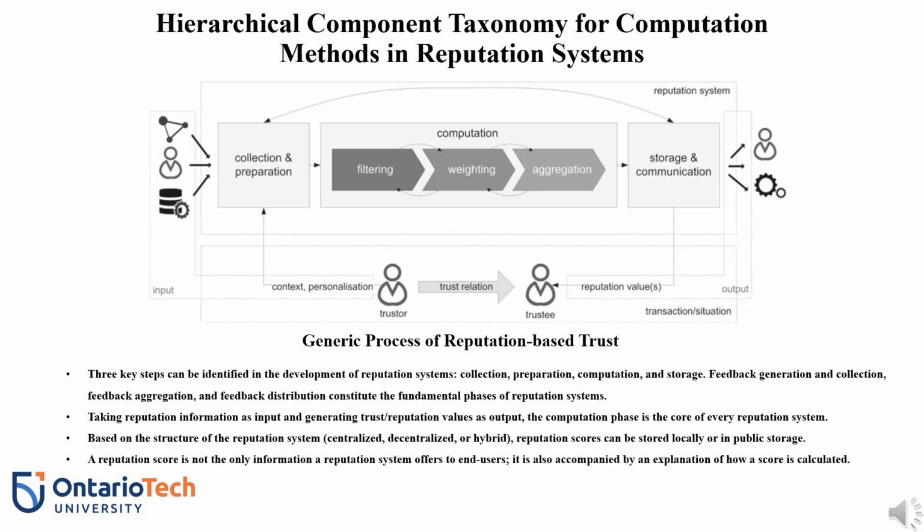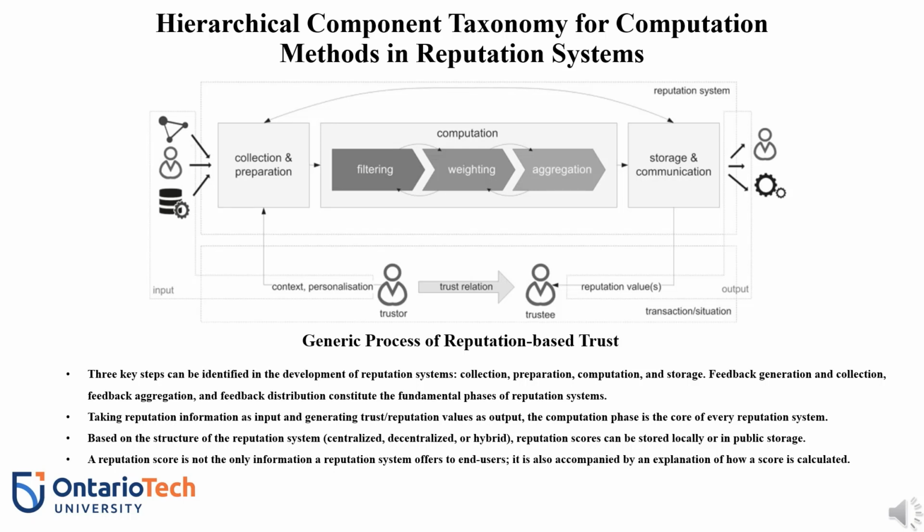The process of a reputation system can be simplified into three steps: collection and preparation, computation, and storage and communication. During the collection and preparation phase, the reputation system gathers information about the trustee's past behaviors and readies it for future computing. Personal experience is the most dependable source, but it may not always be available. Thus, the data from other resources must be gathered.